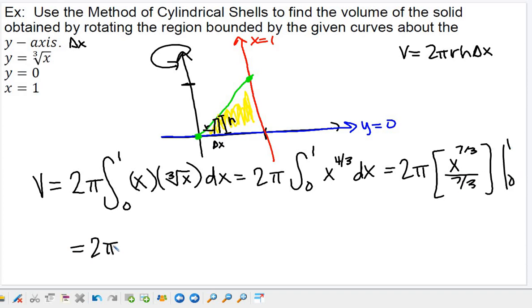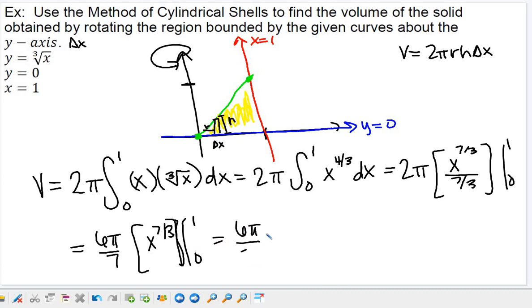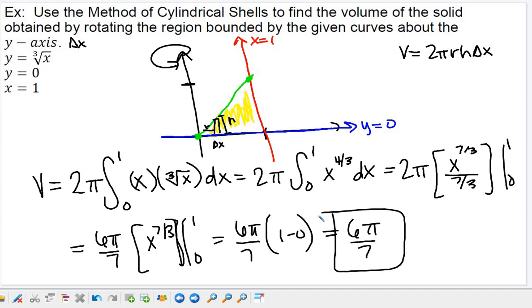So I have 2 pi. I would probably go ahead and bring out my 3/7, so that would be 6 pi over 7. 3 times 2 pi, right? Multiply by the reciprocal of x to the 7/3 evaluated from 0 to 1. So of course that's going to be 1 minus 0, which is just going to give me 6 pi over 7. Okay?